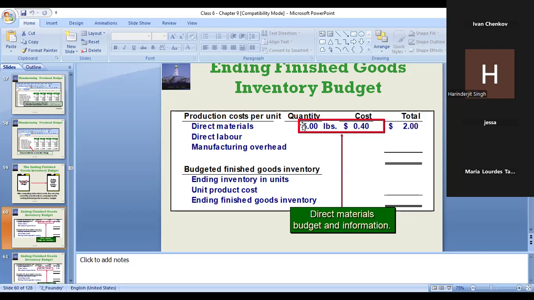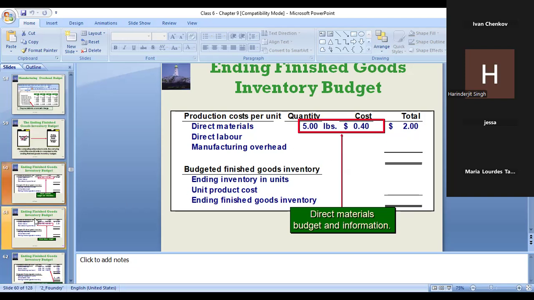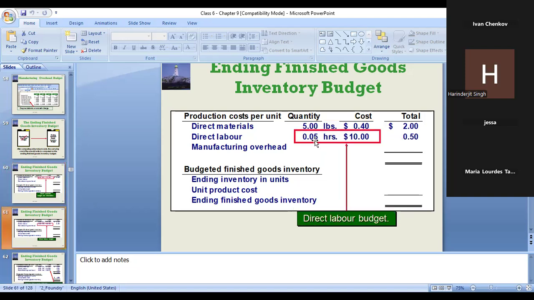So what we have is the direct material. For every unit to produce, we need 5 pounds, and each pound costs us 40 cents. So that means $2 per unit. We need direct labor, which is 0.05 hours, and every hour we're paying $10, so that gives us 50 cents per unit.